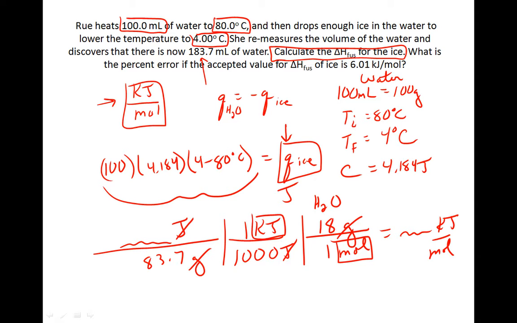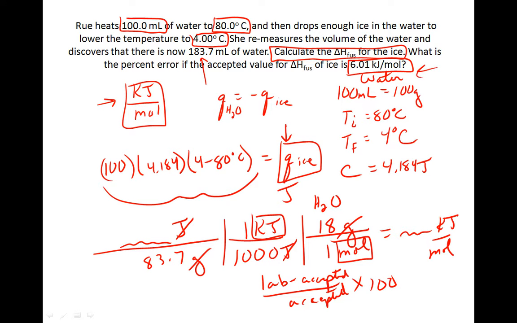So after that, the problem just asks us what the percent error is. They give us the accepted value for the heat of fusion is 6.01 kilojoules per mole, and we just do a percent error problem. You guys know how to do that already, but just to review, we have our lab value minus our accepted value divided by our accepted value times 100. That's how we do the percent.